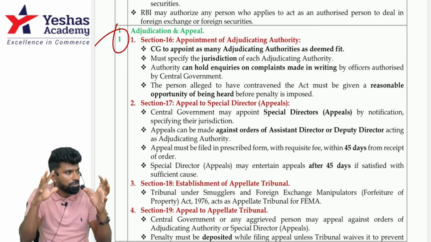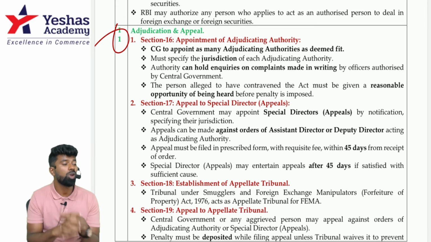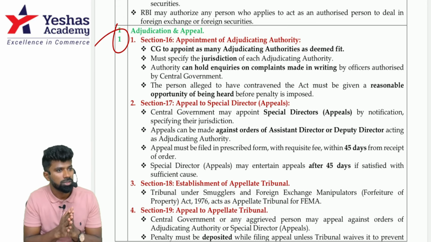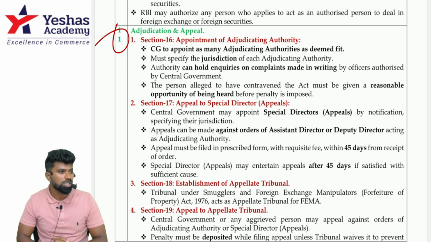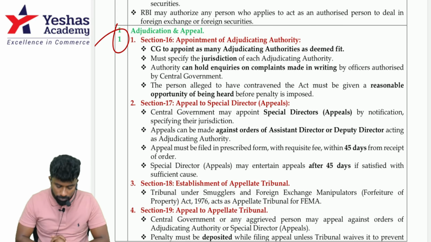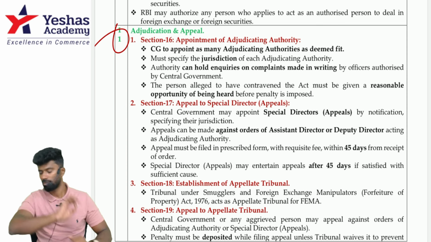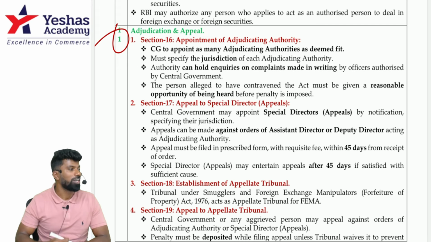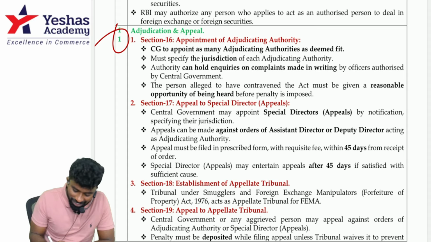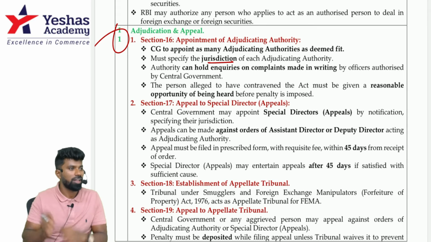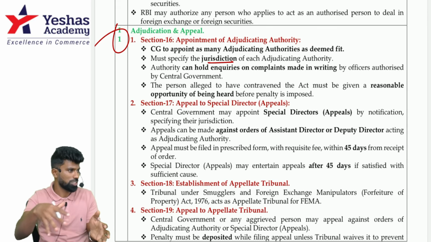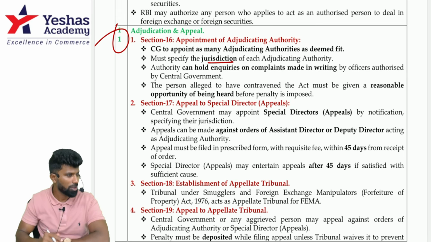If there are such foreign exchange violations, what can be done? There will be an adjudication, by the ED, Enforcement Directorate. Correct? Let's start. Appointment of whom? Who will appoint? Who can appoint? You should specify the word jurisdiction. Every AA will have a specific jurisdiction, one area-wise jurisdiction.